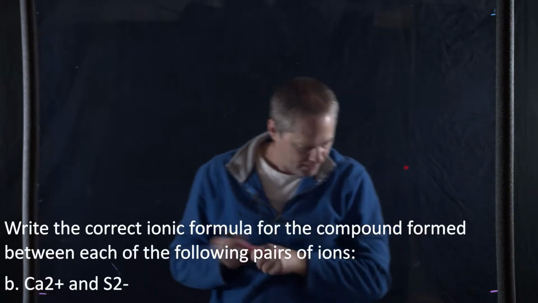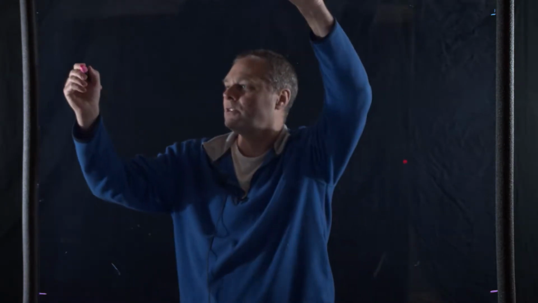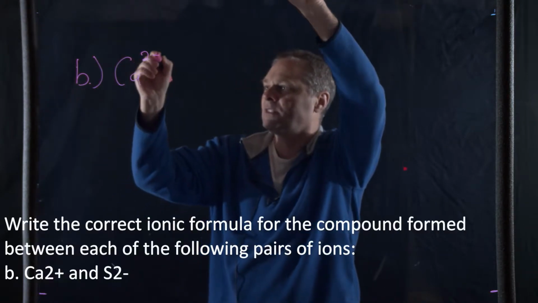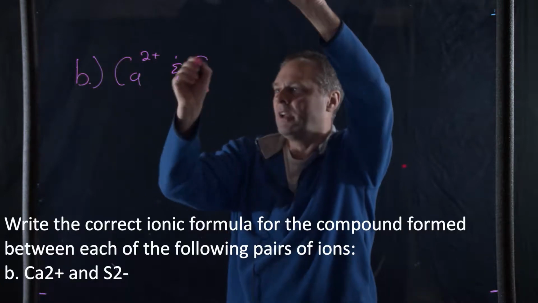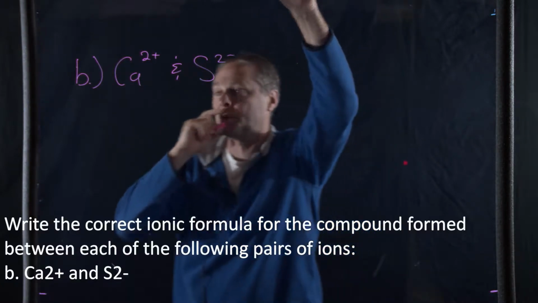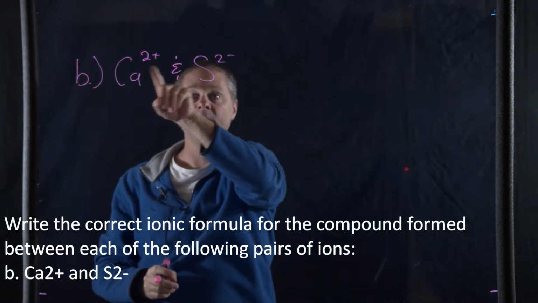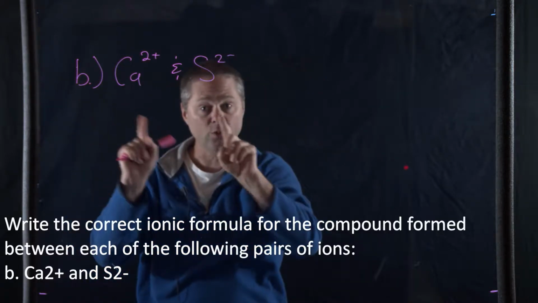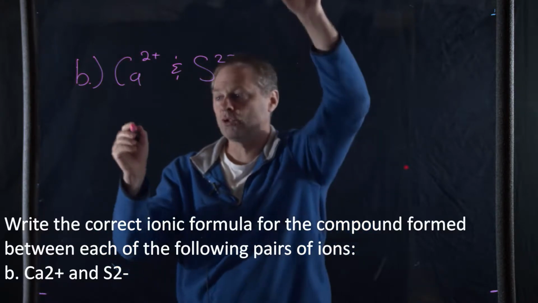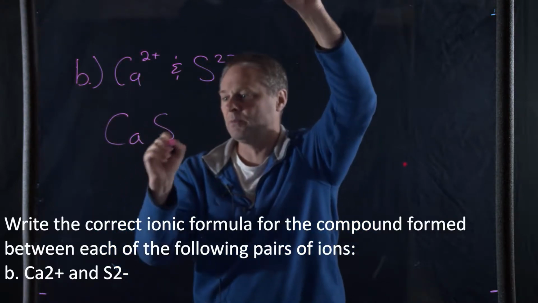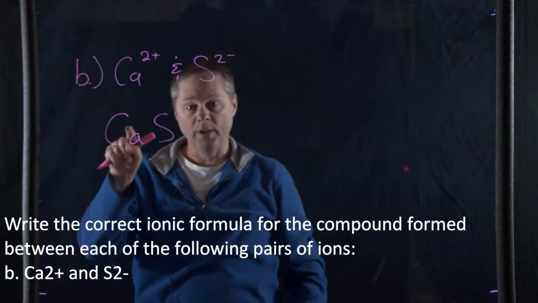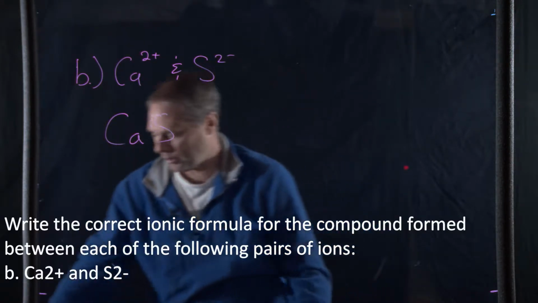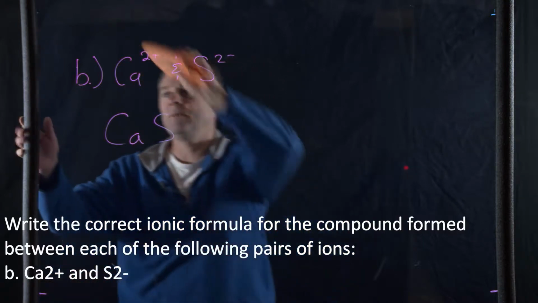B is going to be calcium and sulfur. So B is going to be calcium. It's a symbol 2 plus, and then sulfur 2 minus. Now this is a pretty easy one because you have something that's a +2 and something that's a -2, so just putting them together 1 to 1 is going to give you a neutral species. So this becomes calcium sulfide. So 1 calcium and 1 sulfur. All right, works out pretty well. Those are sort of nice and kind of easy.